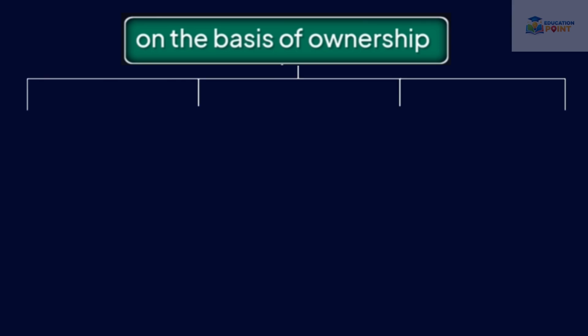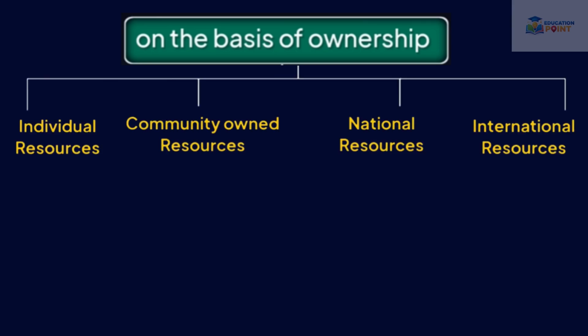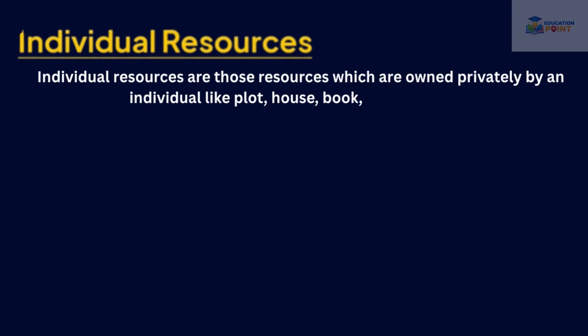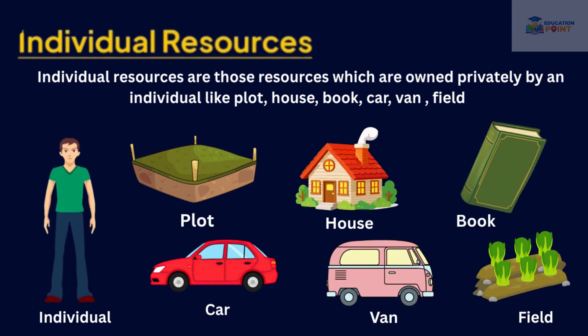Third classification is on the basis of ownership. On the basis of ownership, we classify resources into 4 categories that are individual resources, community-owned resources, national resources, and international resources. First, we will study about individual resources. Individual resources are those resources which are owned privately by an individual, like plot, house, book, car, van, field.